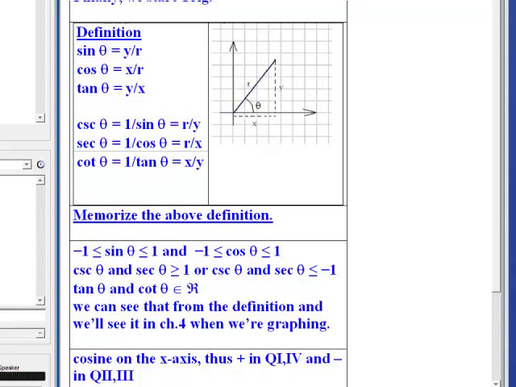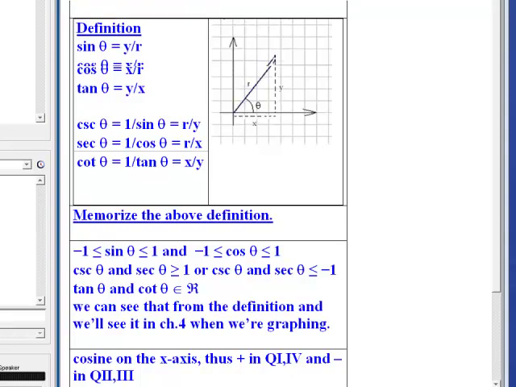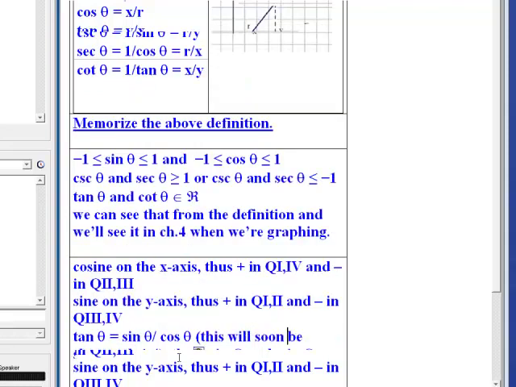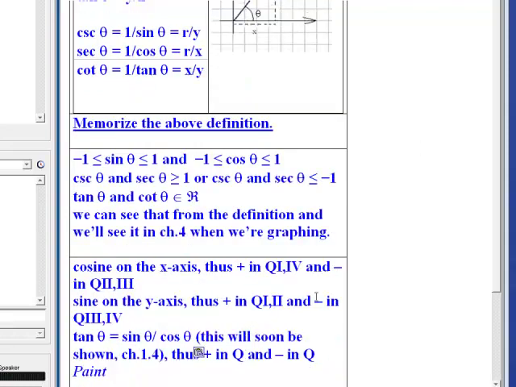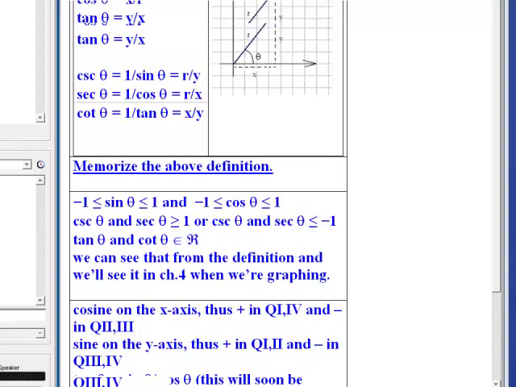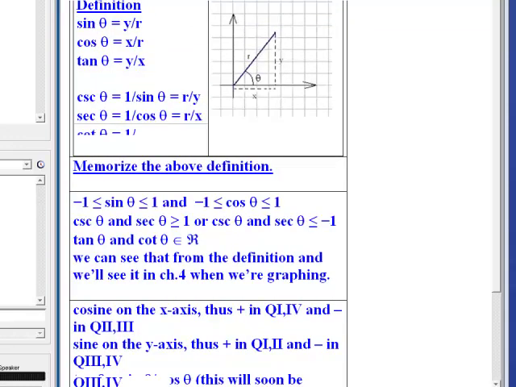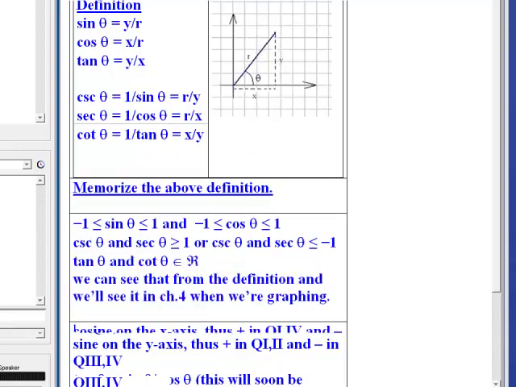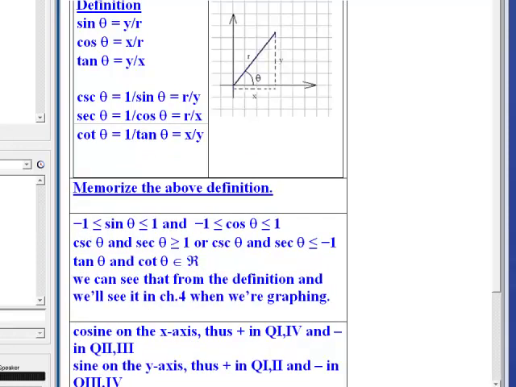The tangent, which we will soon see can also be defined as sine of theta over cosine theta. That's what I meant to express here. We will see that in a later section pretty soon. We determined that it is, let me actually go down a little bit, positive in quadrants 1 and 3 and negative in quadrants 2 and 4.